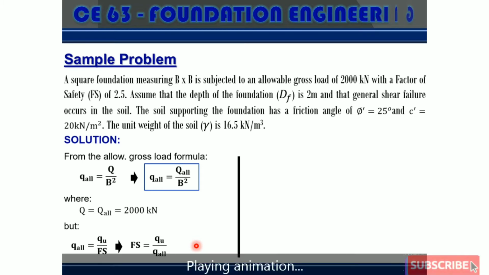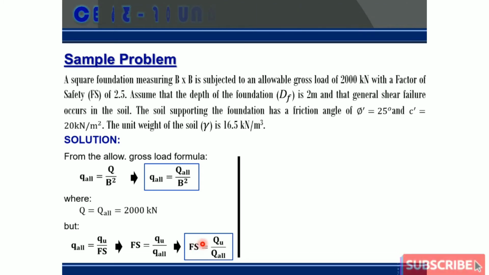And we can have this formula for the factor of safety as a function of your ultimate load over the allowable load, with this capital Q: capital Q ultimate over capital Q allowable. So I think if you are comfortable using this formula, so much the better if you are going to use this one.